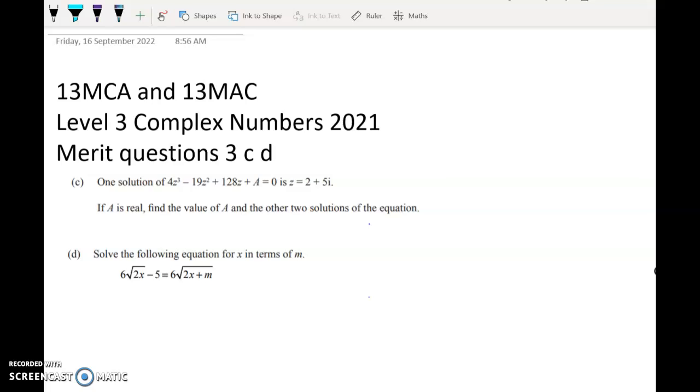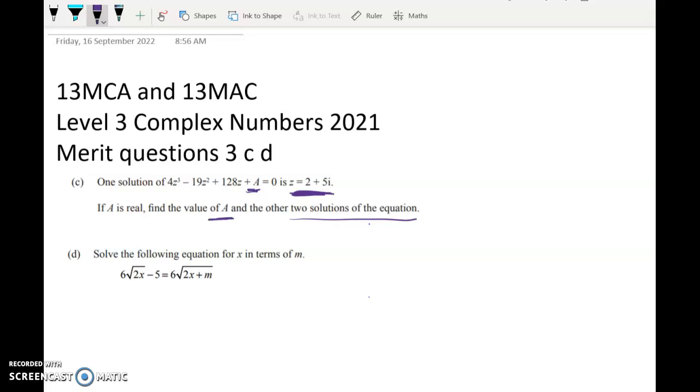Kia ora. Here are the last couple of questions that are at merit level on last year's complex numbers paper. Just looking at them before we start. In this one here, we've got an equation where we're given one of the solutions and we've got a missing coefficient. We're told that if a is real, we have to figure out the value of a and the other two solutions of the equation.